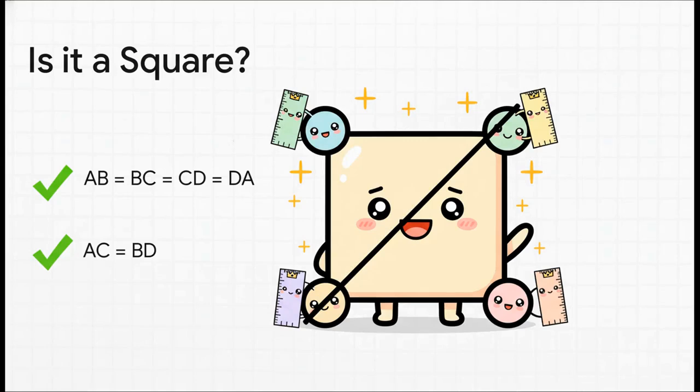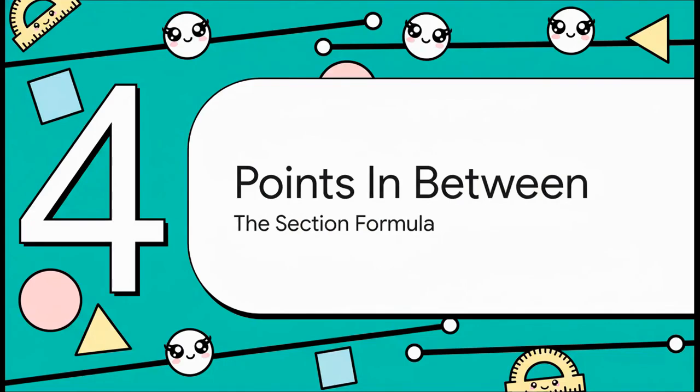And we can get even more complex. What if you want to know if 4 points form a perfect square? Well, you just use the distance formula again. First, you check if all 4 sides have the exact same length. But that's not quite enough because that could also be a rhombus, right? So for the final check, you also measure the 2 diagonals. If they are also the exact same length, then you've mathematically proven it's a square. Pretty cool.